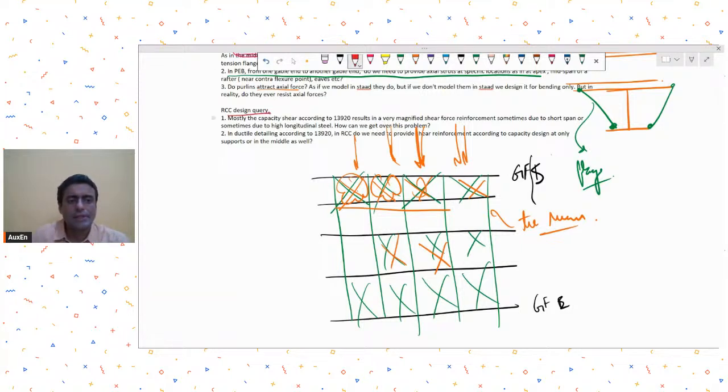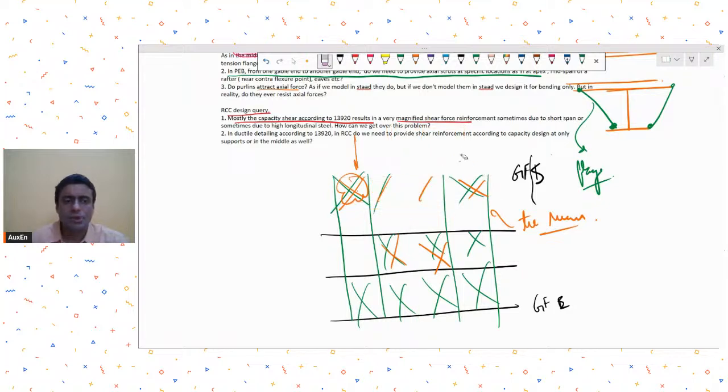Then his RCC design query is that the capacity shear according to IS 13920 results in a magnified shear force and reinforcement, sometimes due to short span. How can we get over this problem? No, you cannot get over this problem because the code has made it problematic.